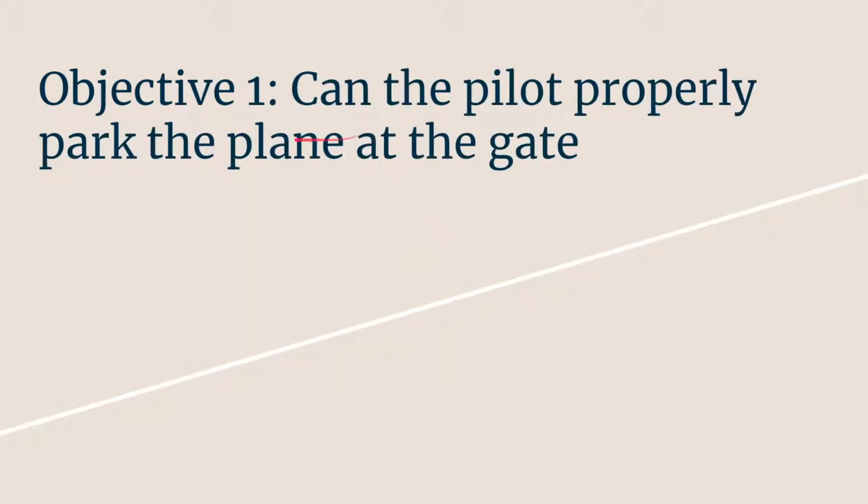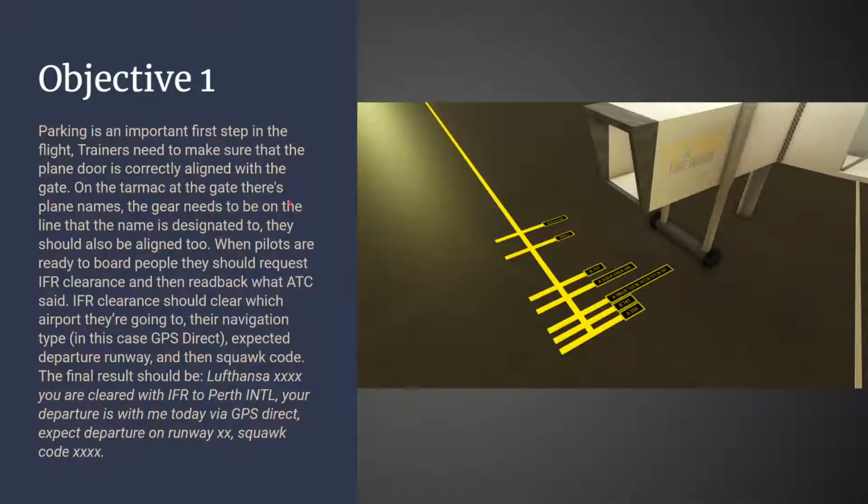Going on to our first objective, can the pilot properly park the plane at the gate? So at each gate there are signs. Let's say we had a 747, they would have to put their front gear on this sign for their door to properly align with the gate.